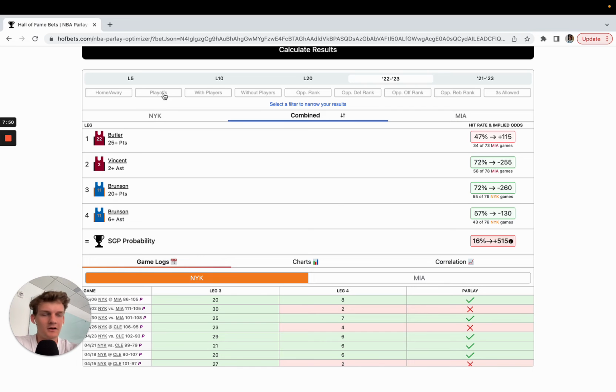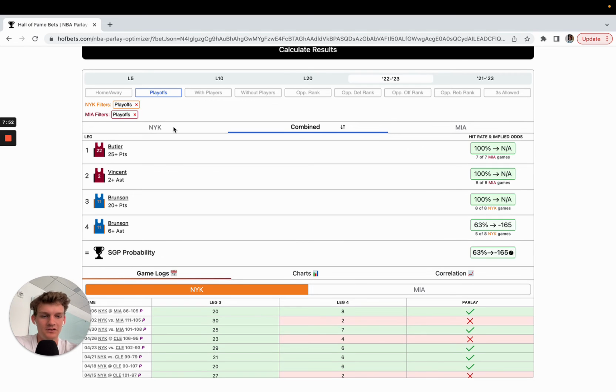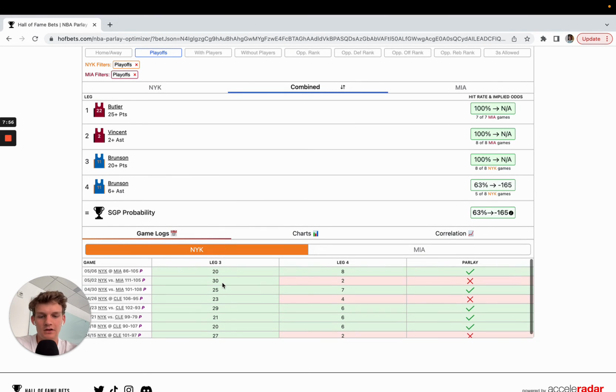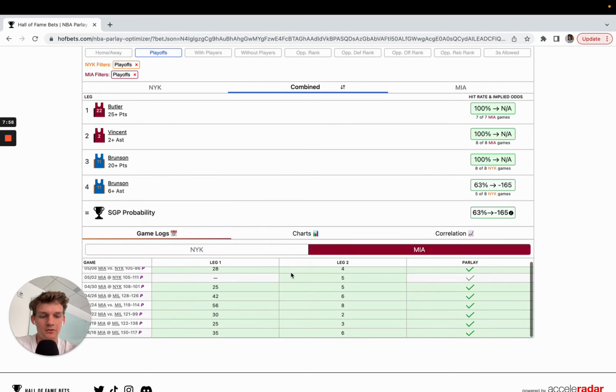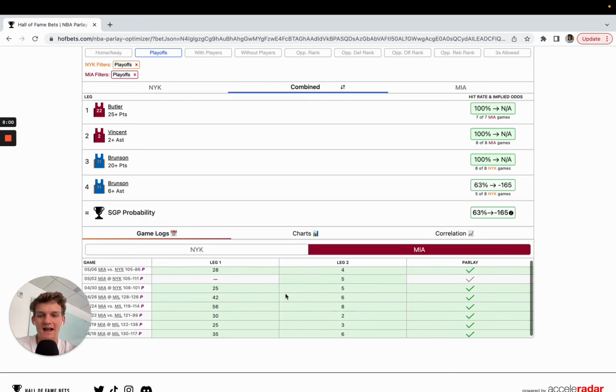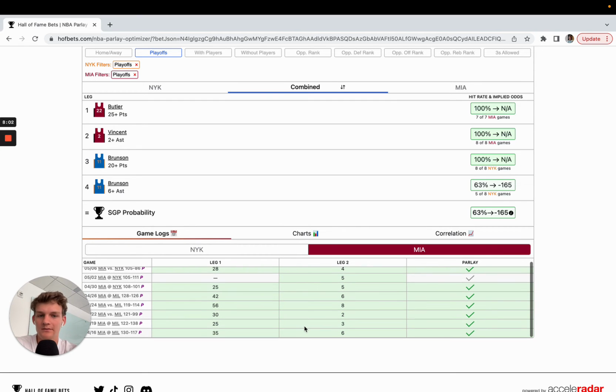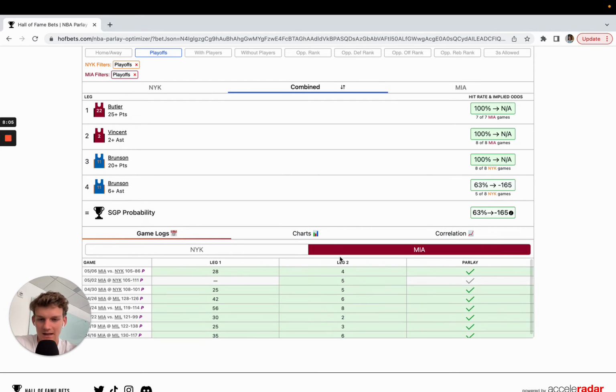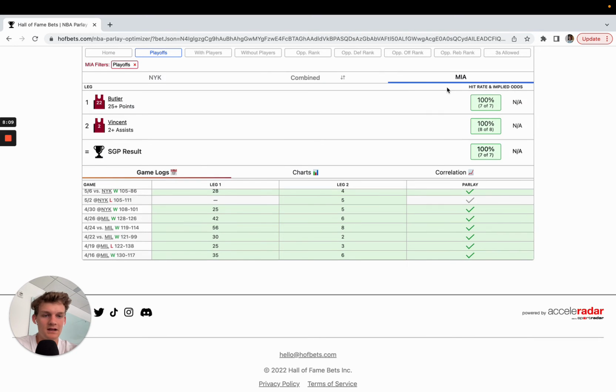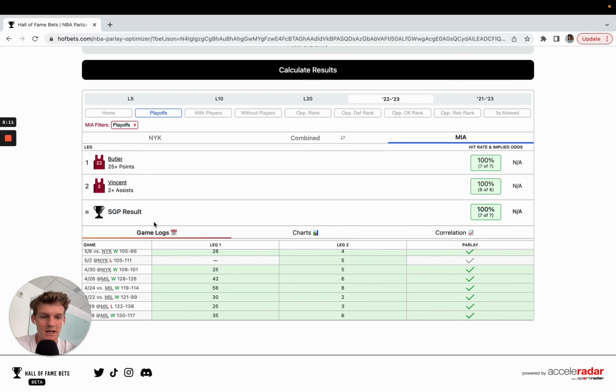So now let's take a look specifically at the playoffs. This is where I think it's most interesting, because obviously as we scroll down to the game log, they've played a decent amount of playoff games, both teams, and it's super interesting to see that Butler has hit 25 points in every single playoff game, and Gabe Vincent's hit 2+ assists in every single playoff game as well.